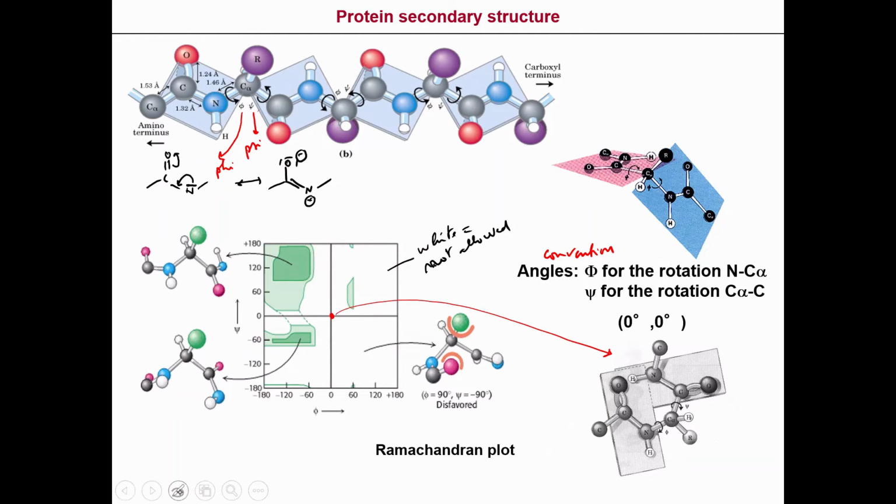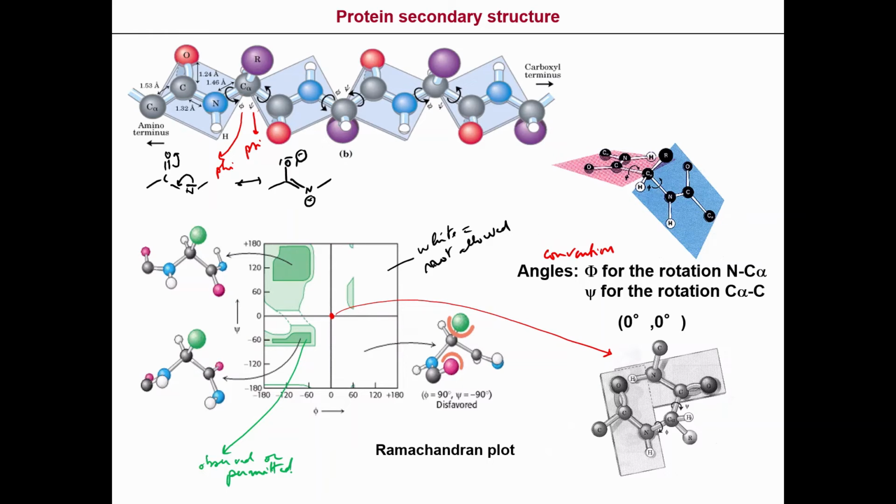And in green, observe or permitted in protein. Okay? Not allowed for the protein.